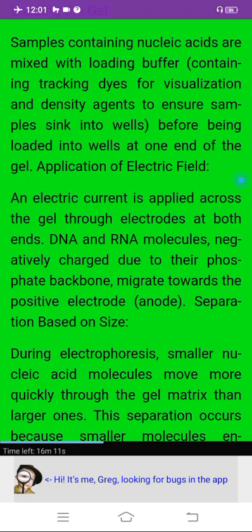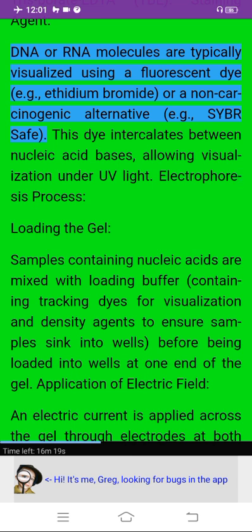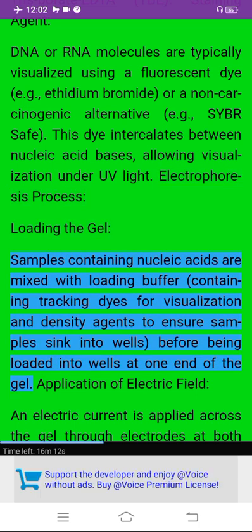Electrophoresis process. Loading the gel. Samples containing nucleic acids are mixed with loading buffer containing tracking dyes for visualization and density agents to ensure samples sink into wells before being loaded into wells at one end of the gel.